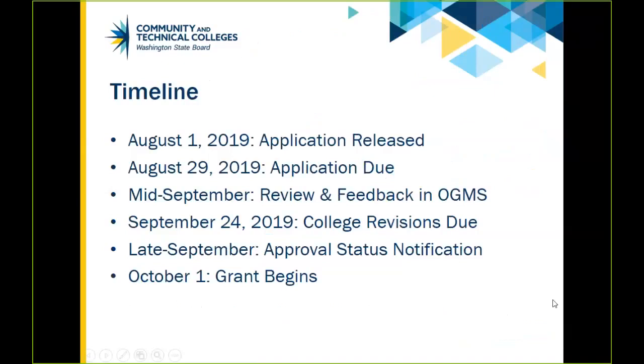There we go. As you can see, we've developed a timeline for you guys so you have an understanding of when our grant application is due, so August 29th. We are looking at mid to September for review and feedback in OGMS. September 24th, the college revisions will be due. Late September, we will be doing approval status notification, and our grant is scheduled to begin October 1st.